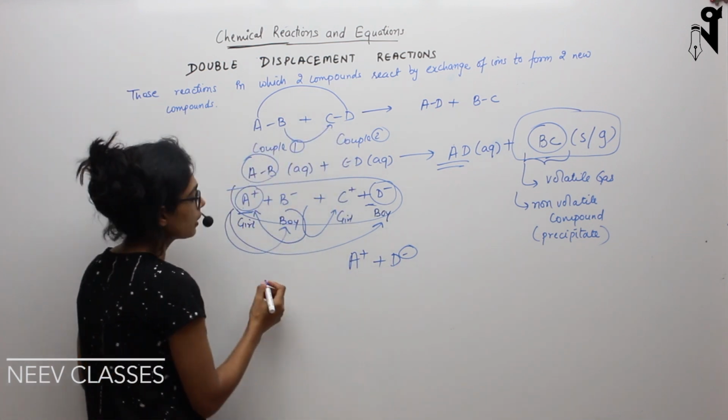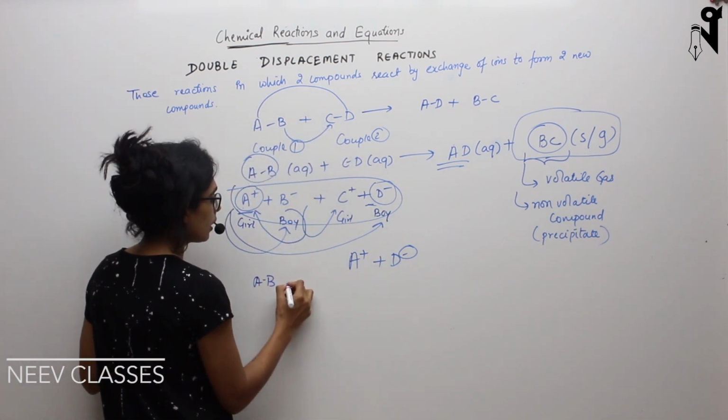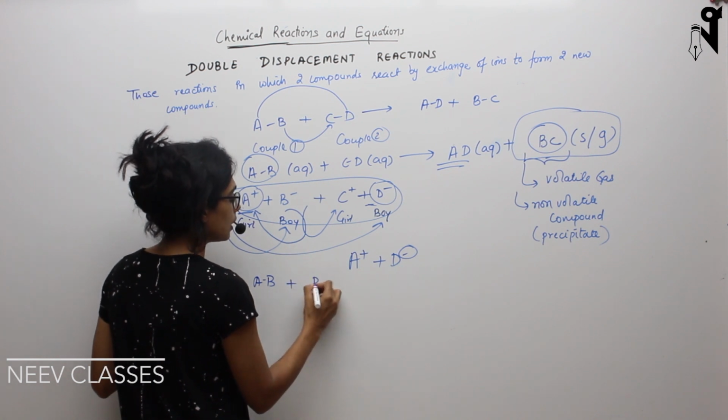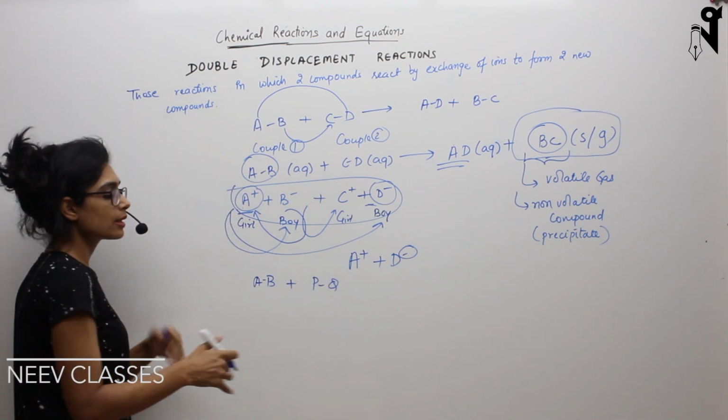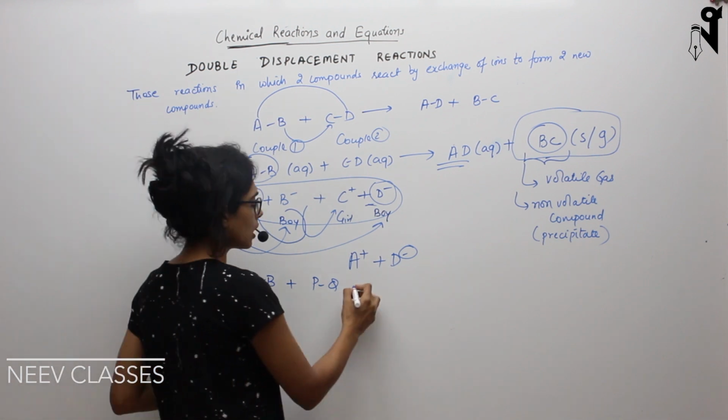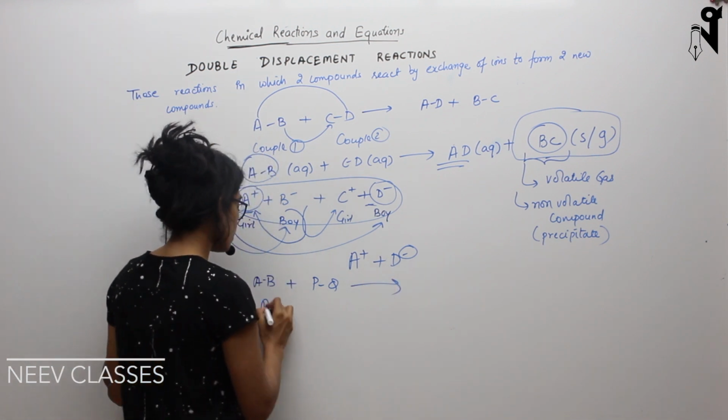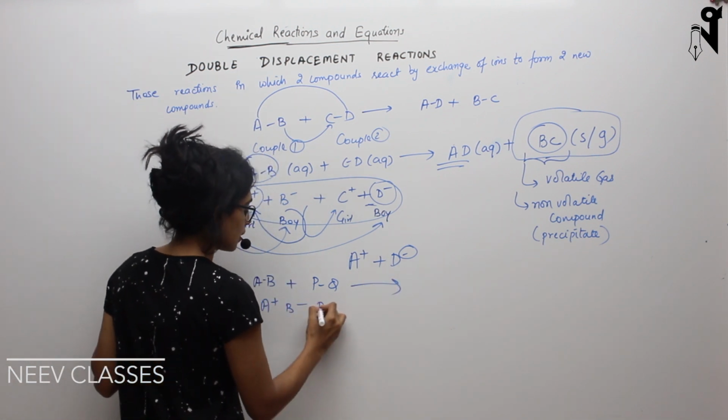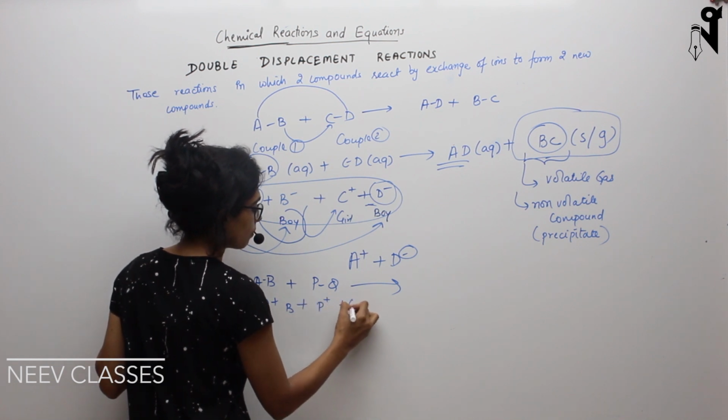Assume if it would have been a case where A, B, and let's say P and Q, these are two pairs dancing in the solution or dancing on the dance floor, and then they are split into A plus, B minus, again P plus and Q minus.